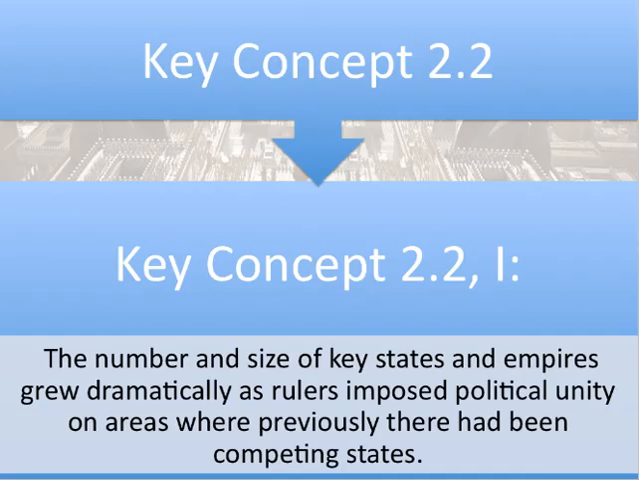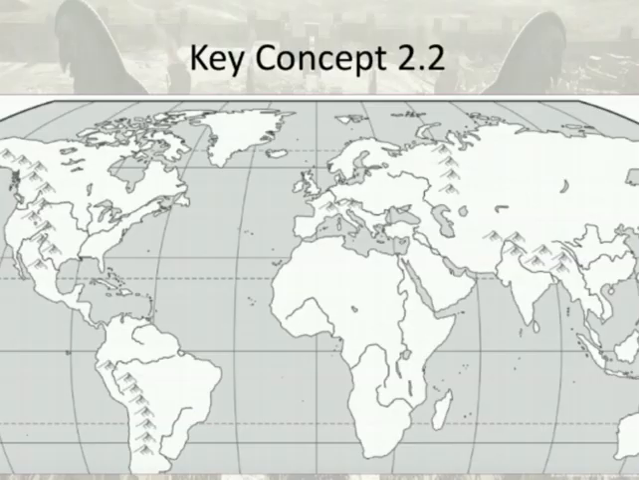Okay, so Key Concept 2.2 Roman numeral 1 says, the number and size of key states and empires grew dramatically as rulers imposed political unity on areas where previously there had been competing states. Okay, so the College Board's concept outline wants you to be able to identify key empires and imperial developments during this time period, and where they were. So let's go through them.